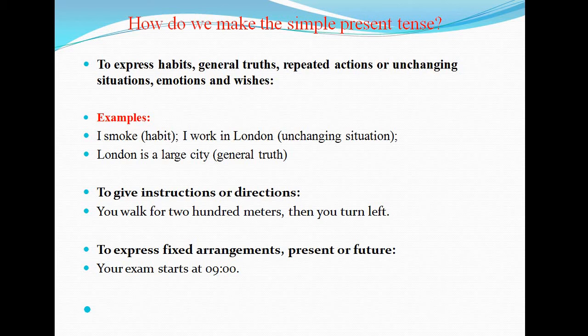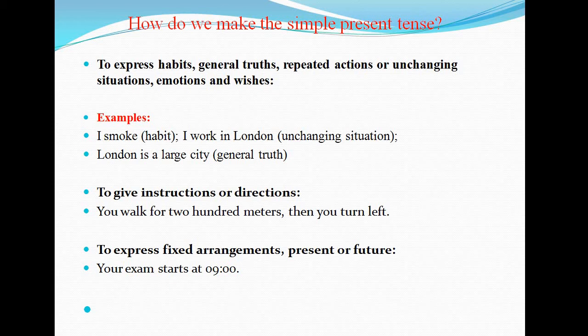Let's talk about how to give instructions or directions to someone. You walk for 200 meters, then you turn left. When you want to give somebody directions or instructions to find a location in some other places, you can use the simple present tense.